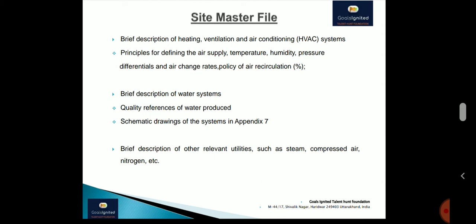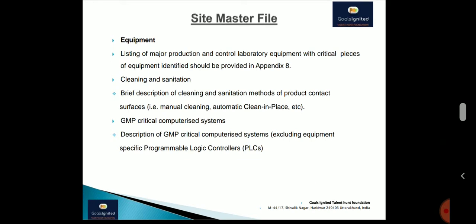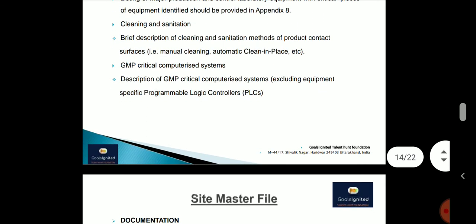In the same way, the next is the equipment. We have given the equipment list for QC, and in the same way we are required to give the equipment list of the production, for the different GMP models: what the capacity is, what the make is, where it is installed, and what the function is. These things need to be mentioned in the site master file, equipment details.